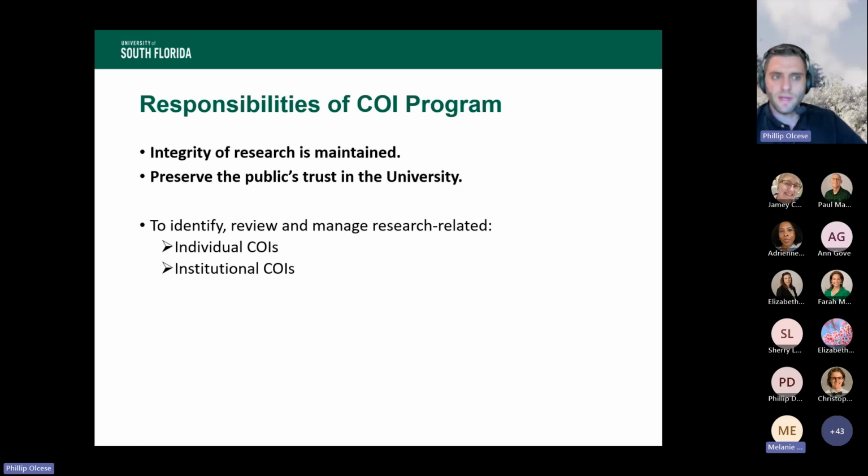Responsibilities of the COI program: to ensure that the integrity of research is maintained during all phases of research, so we're talking the design, conduct, and reporting. We also want to preserve the public's trust in the university while promoting entrepreneurship among researchers. Once again, conflicts of interest are not illegal or unethical as long as they're disclosed and managed. And we provide guidance and support to the university's community regarding COI policies, processes, and procedures.